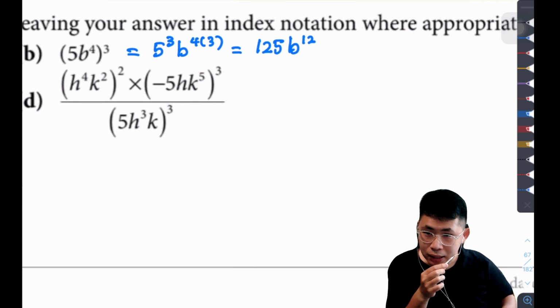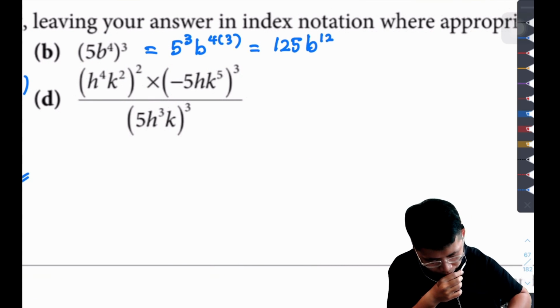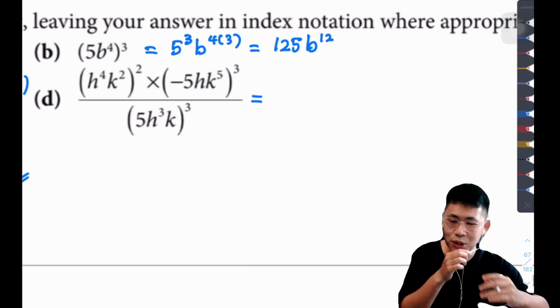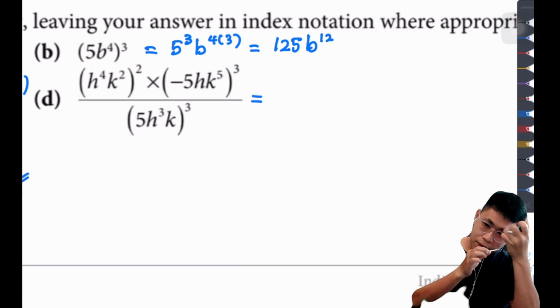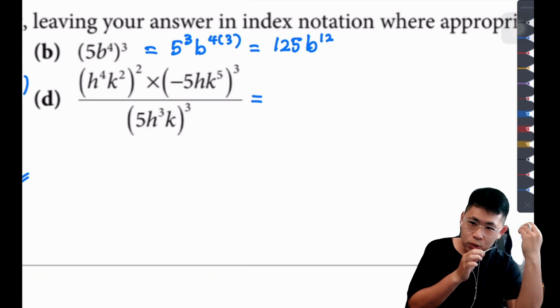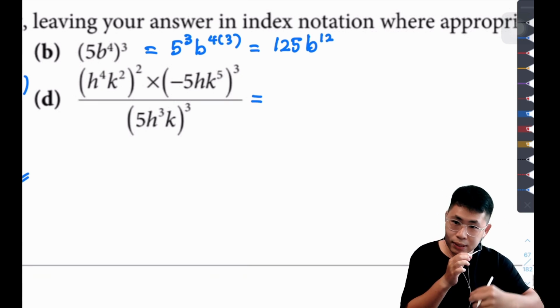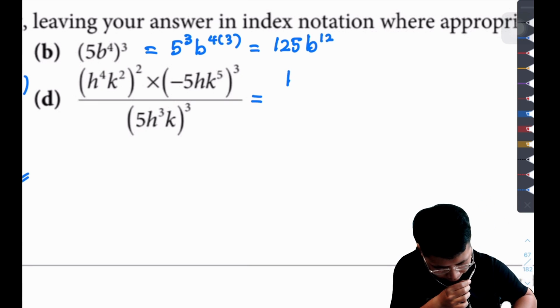Okay, now let's take a look at part D over here. Part D, we have a lot of things going on, but let us do this one by one. And once again, when you have two things inside the bracket, we need to distribute the powers in. So over here we have our h and k. So for the first bracket, we have our h and k.